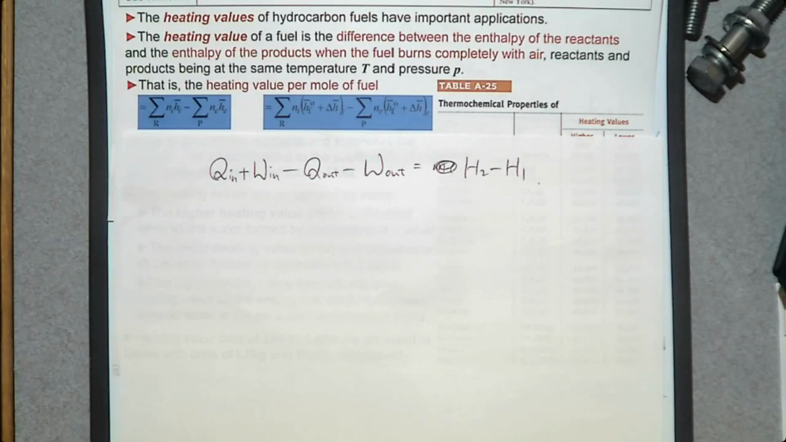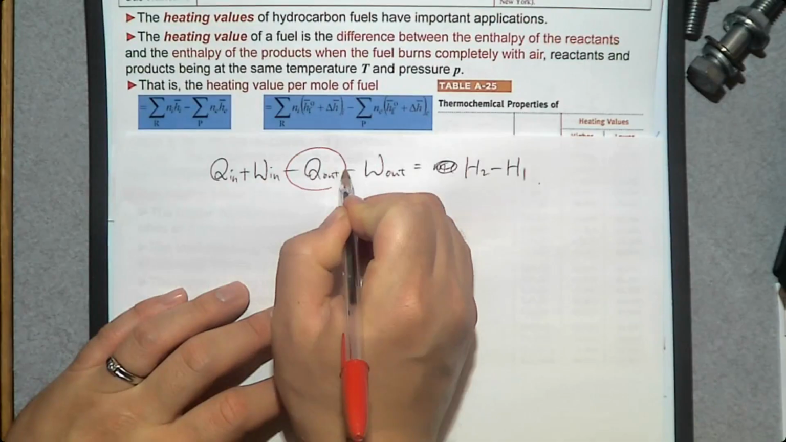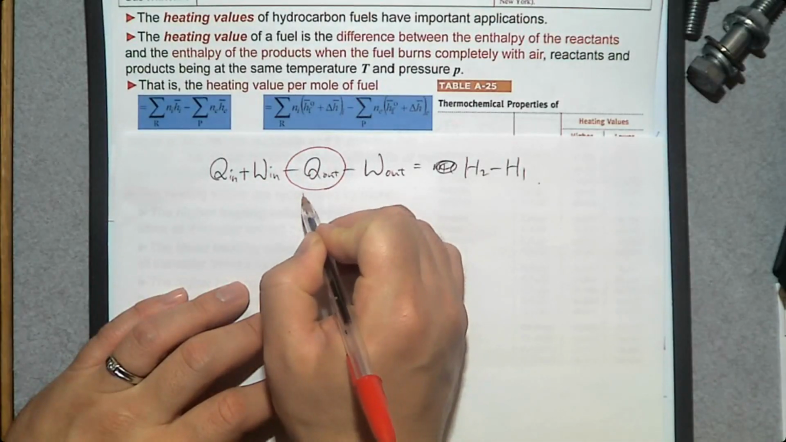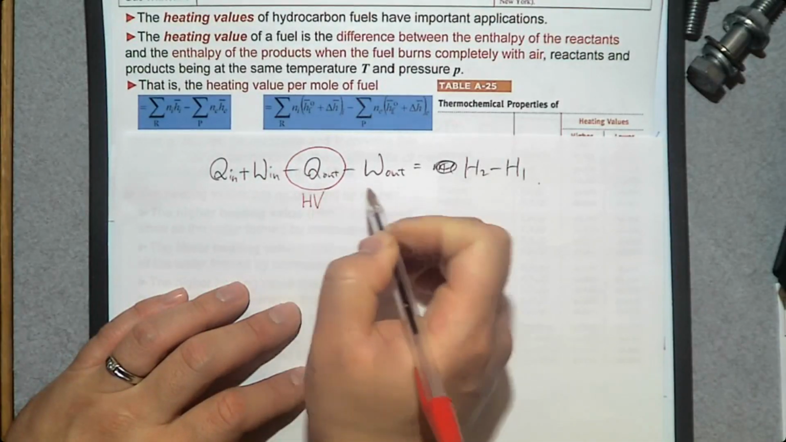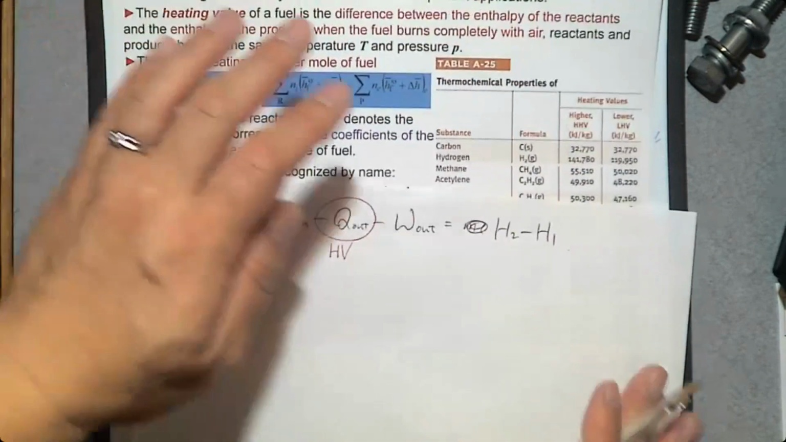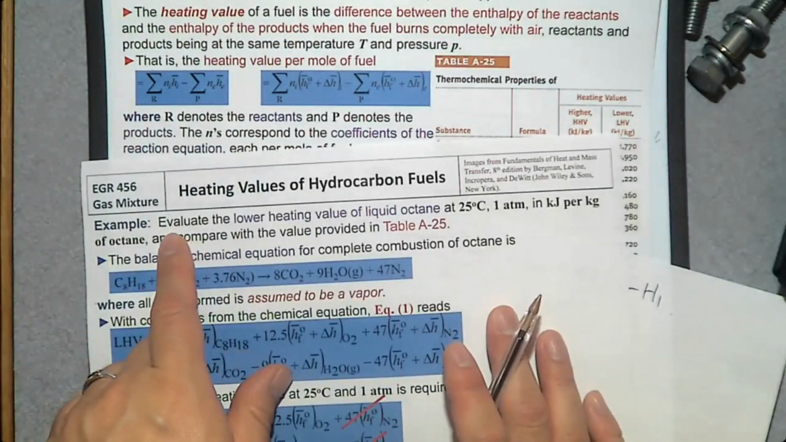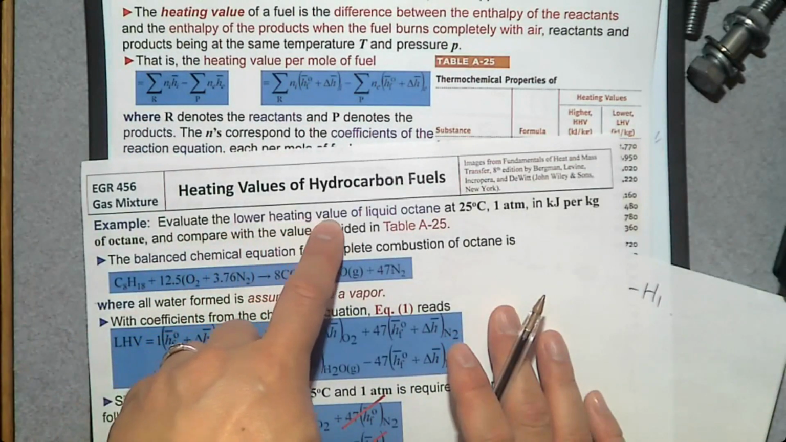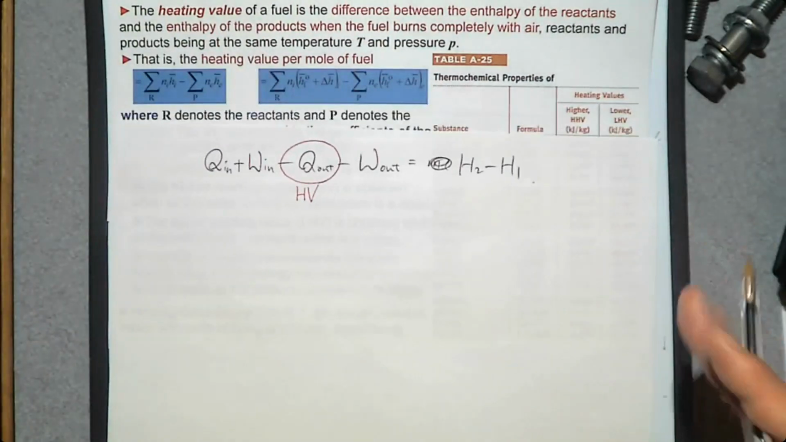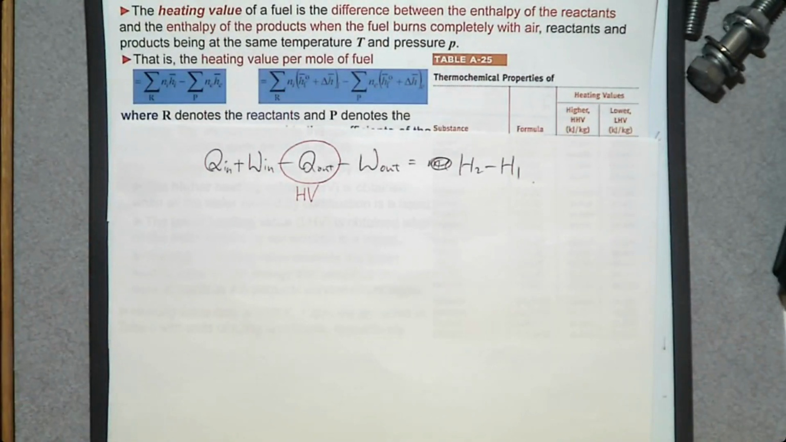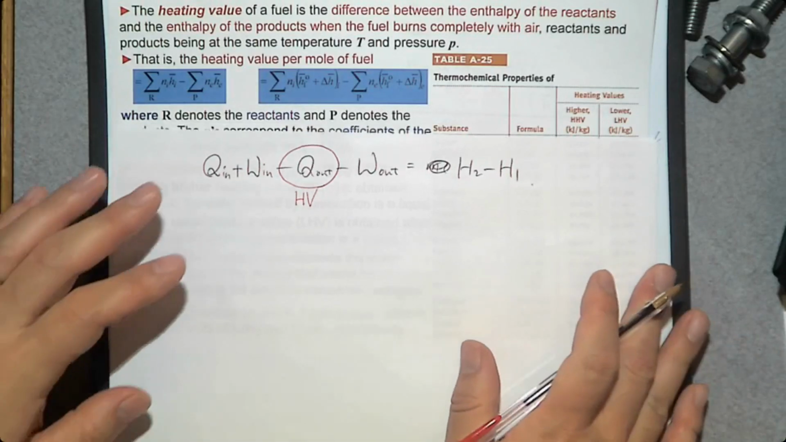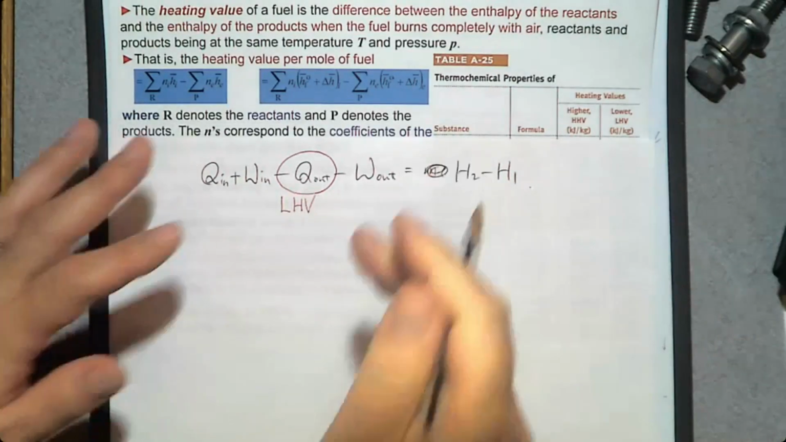After this reaction, heat is created and it's going to be delivered to the outside, right? So this Q out is going to be the heating value. By the way, are we going to determine higher heating value or lower heating value? The question is to evaluate the lower heating value. That means that the water at the end is going to be water vapor, not liquid water. So we are going to determine the lower heating value.